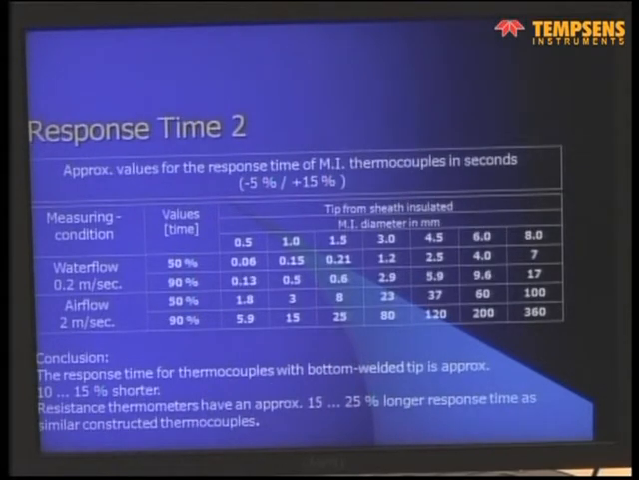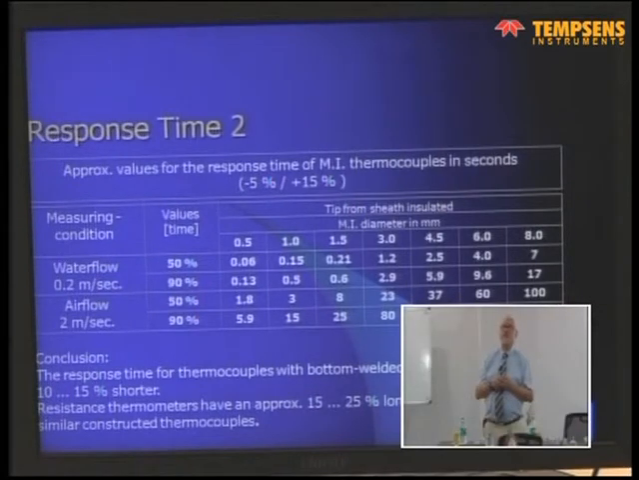This is a short table about the response time in water and air. To consider other conditions than water and ambient air, you have to use correction factors. There are tables available for correction factors. And you see, for example, in an airflow, an 8 millimeter thermocouple in an airflow of 2 meters per second for a 90% step takes about 6 minutes.